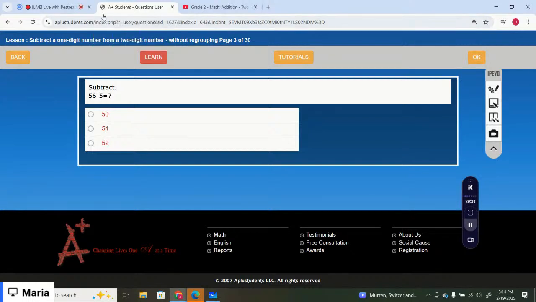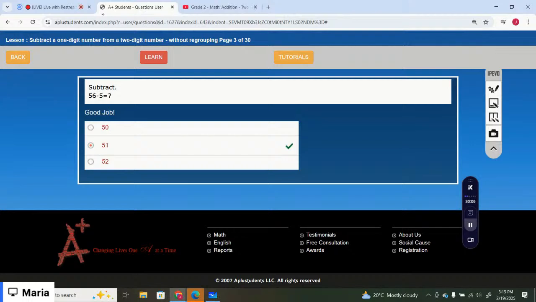Fifty-six take away 5 is 51. Option number 2 is the correct option. Very good.